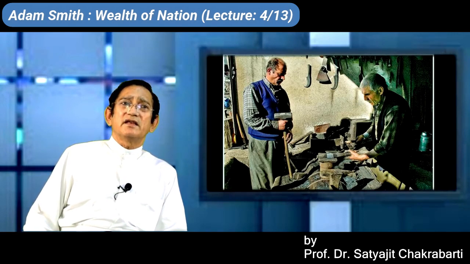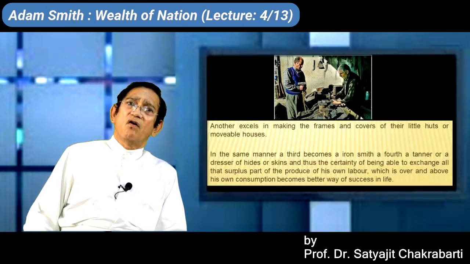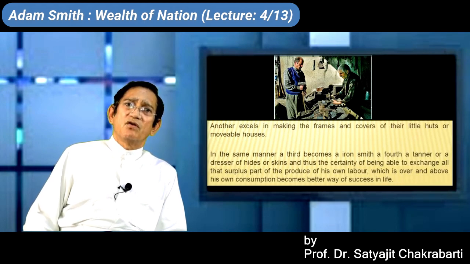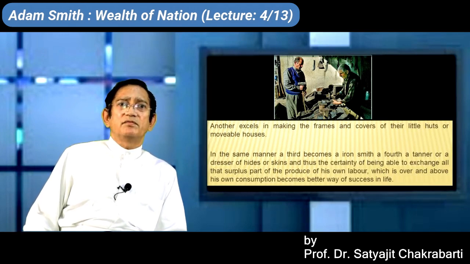Another excels in making the frames and covers for little huts or movable houses. In the same manner, a third becomes an ironsmith, a fourth a tanner, and a dresser of hides or skins. And thus the certainty of being able to exchange all the surplus part of the product of his own labor, which is over and above his own consumption, becomes a better way of success in life.